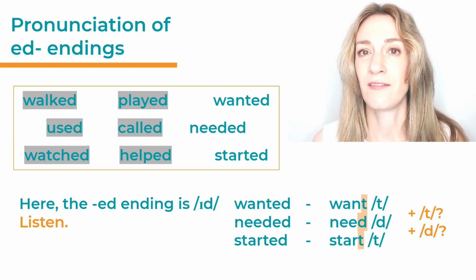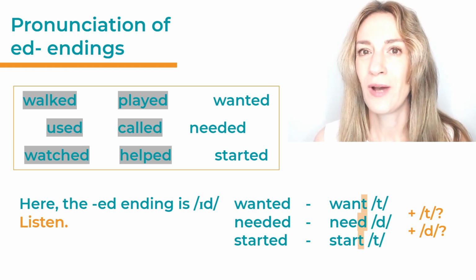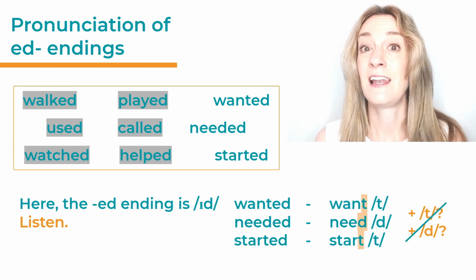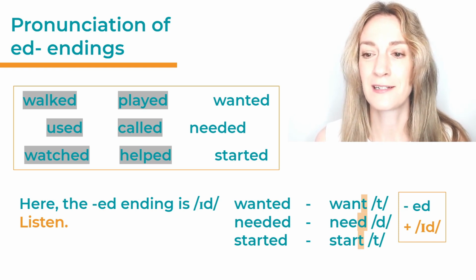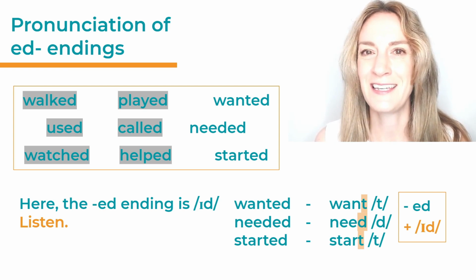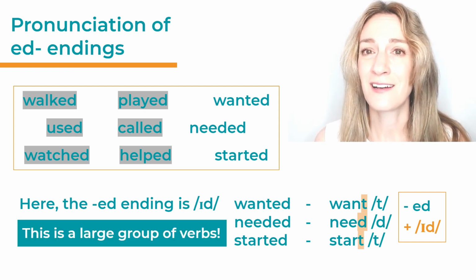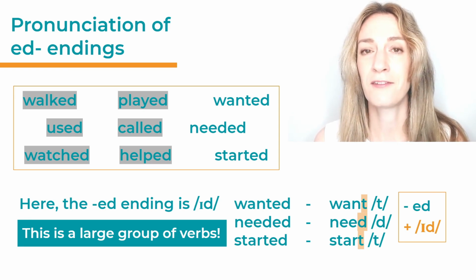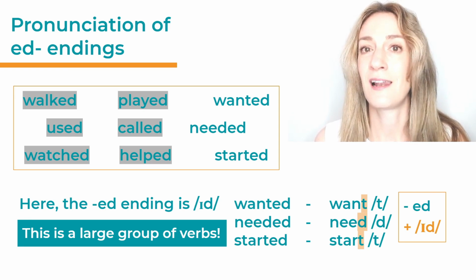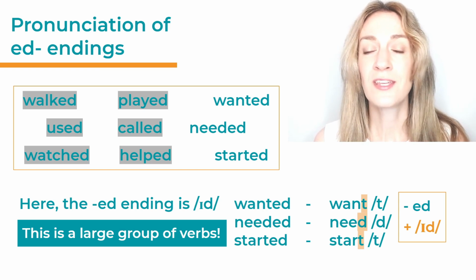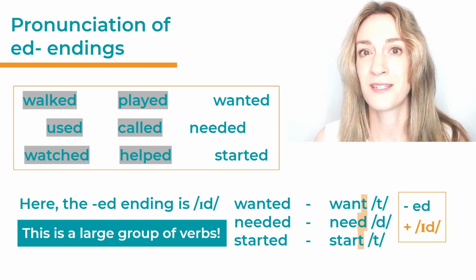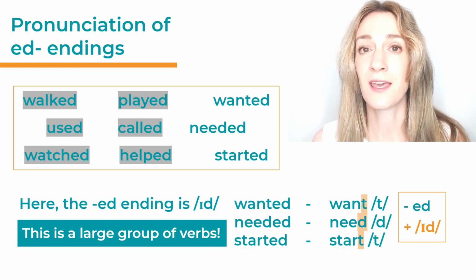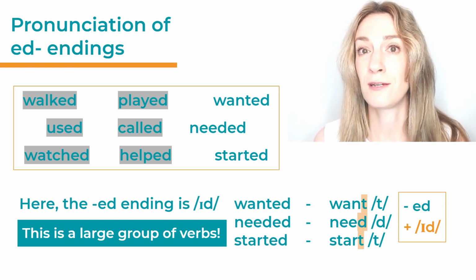But of course there is a difference between all the other verbs. Now, I want you to be aware that this is a large group of verbs. Okay, so you've got a little summary here again. Ed here is id, and this is a large group of verbs. So it's not just an exception for a handful of verbs. This is a large group of verbs, and also the other groups for t and d are big groups. So in fact, all of the regular verbs can be put into these three groups.